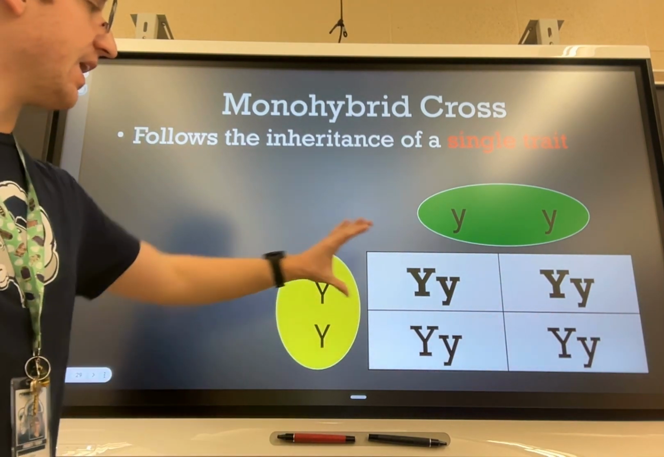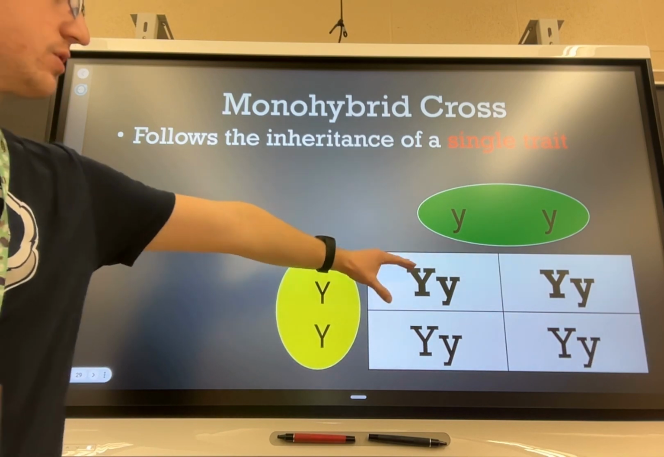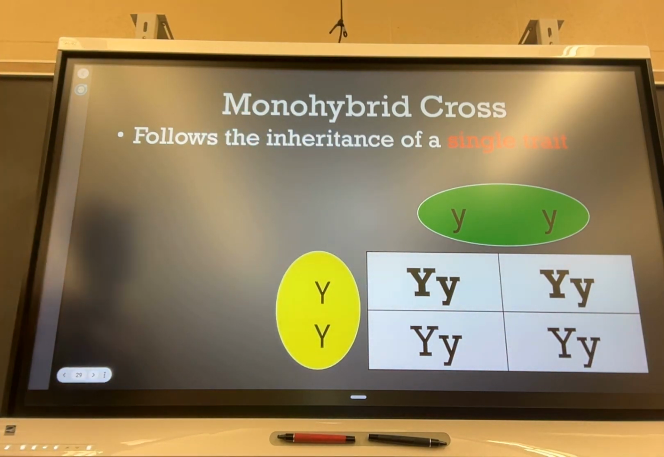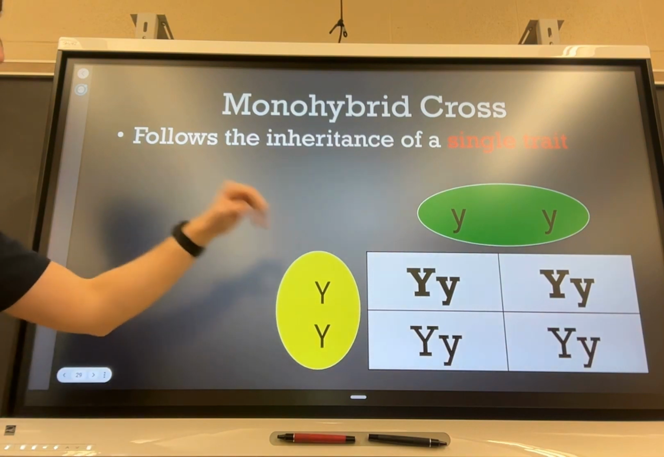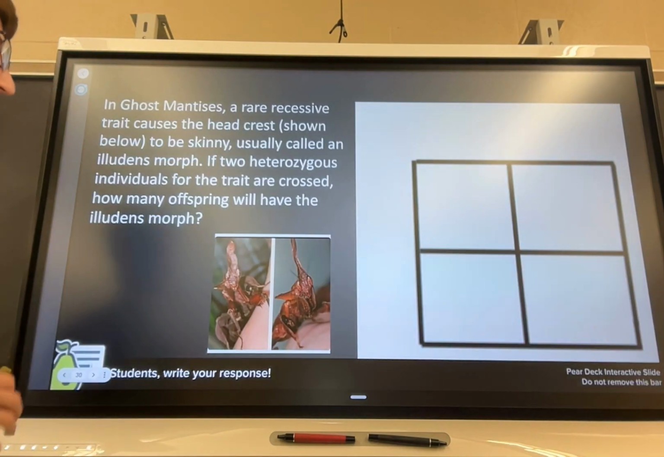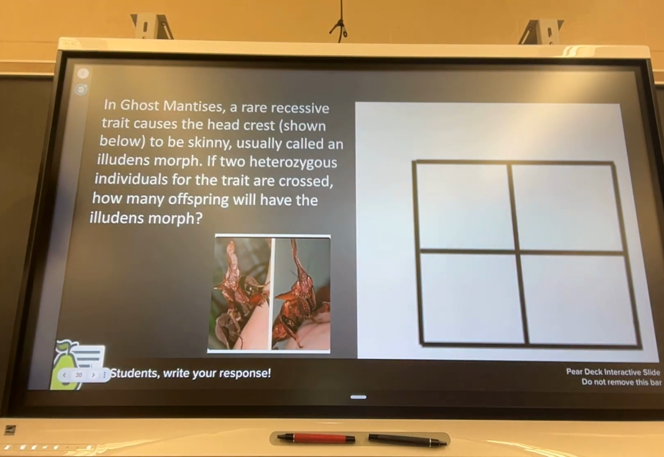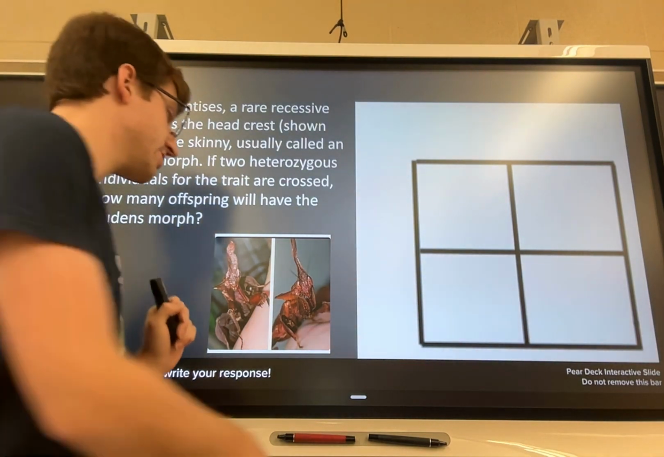Complete dominance just means that the one trait is going to completely overpower the other. So if we get a case where it is heterozygous or homozygous dominant, you are always going to see the dominant trait appear. So let's go over an example. These are the mantises that I have in class. These are called ghost mantises.